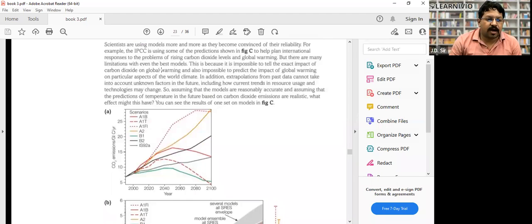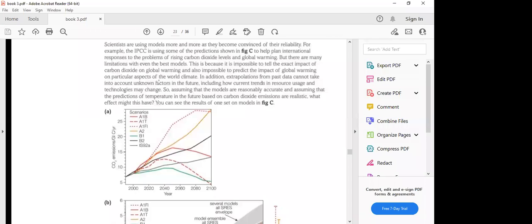But there are many limitations with the best models. This is because it becomes impossible to tell the exact impact of carbon dioxide on global warming, and also impossible to predict the impact of global warming.